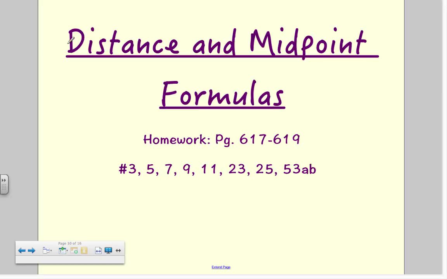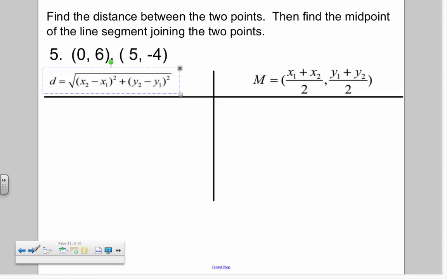Hi, today we'll be doing distance formula and midpoint formulas. This is from your homework page 617 to 619, number 3, 5, 7, 9, 11, 23, 25, and 53, parts A and B. So I'm going to start with number 5.